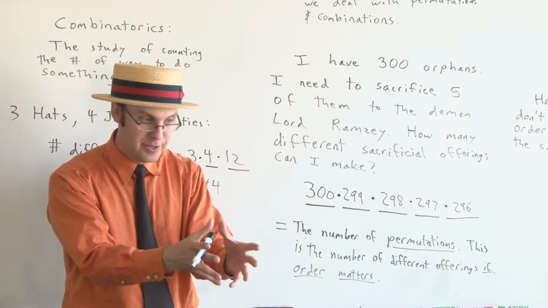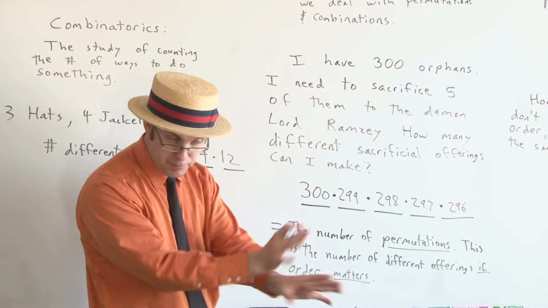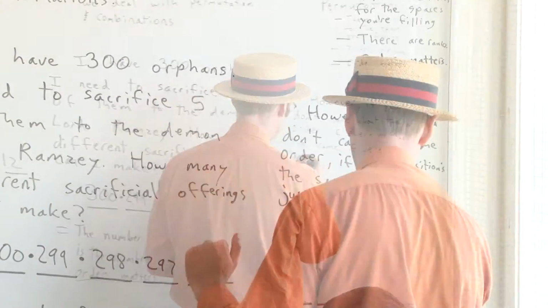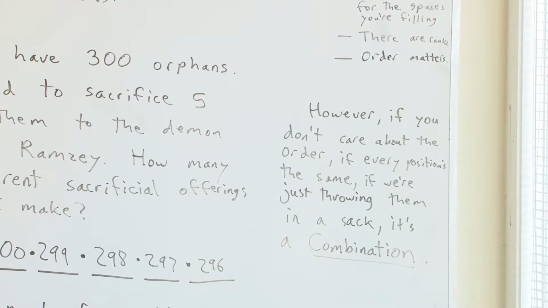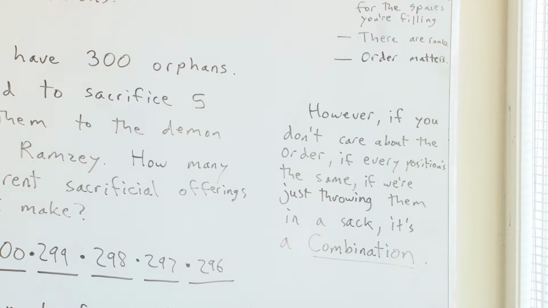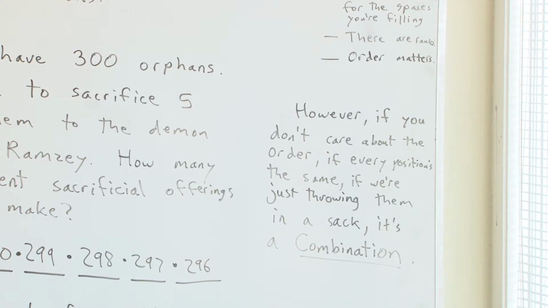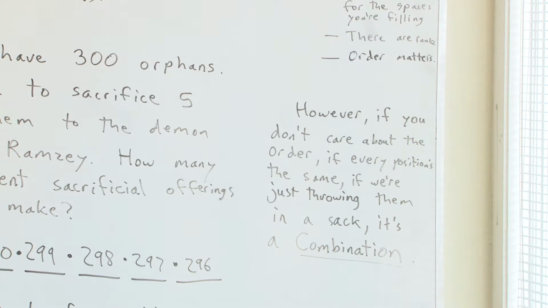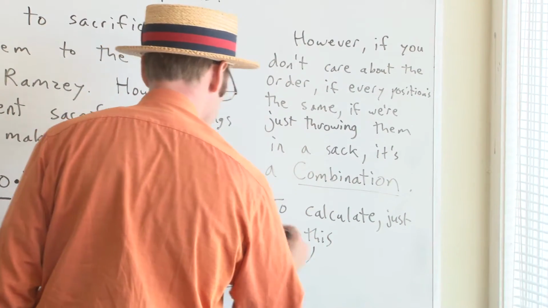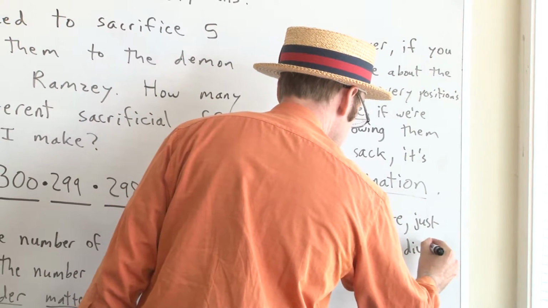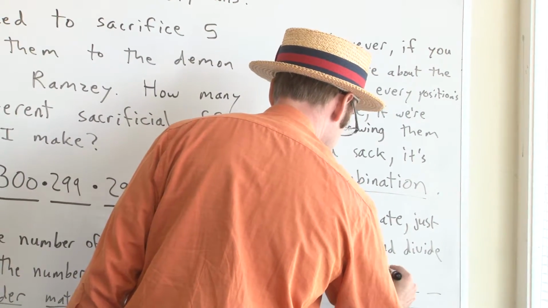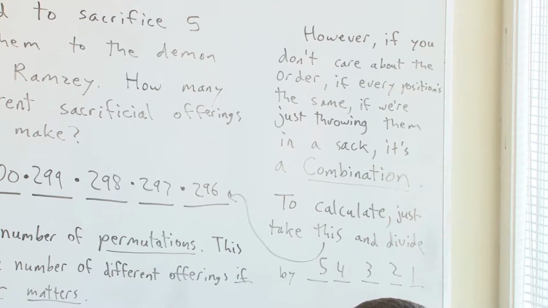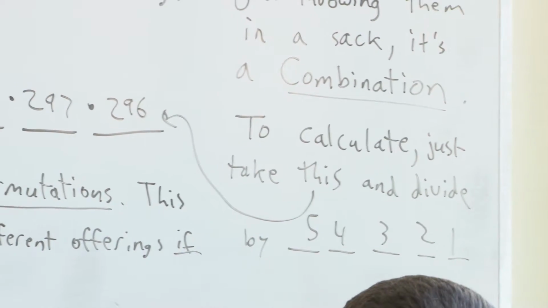So we're putting our 5 dudes in a sack, throwing the sack to the demon. There's no particular position in the sack. Okay. So if you're doing it that way, it's a combination, not a permutation. If order does not matter, if position does not matter, it's a combination. And it has the same start. You start the same way, but what you're going to do is take this and divide by the number of ways to rearrange 5 things.